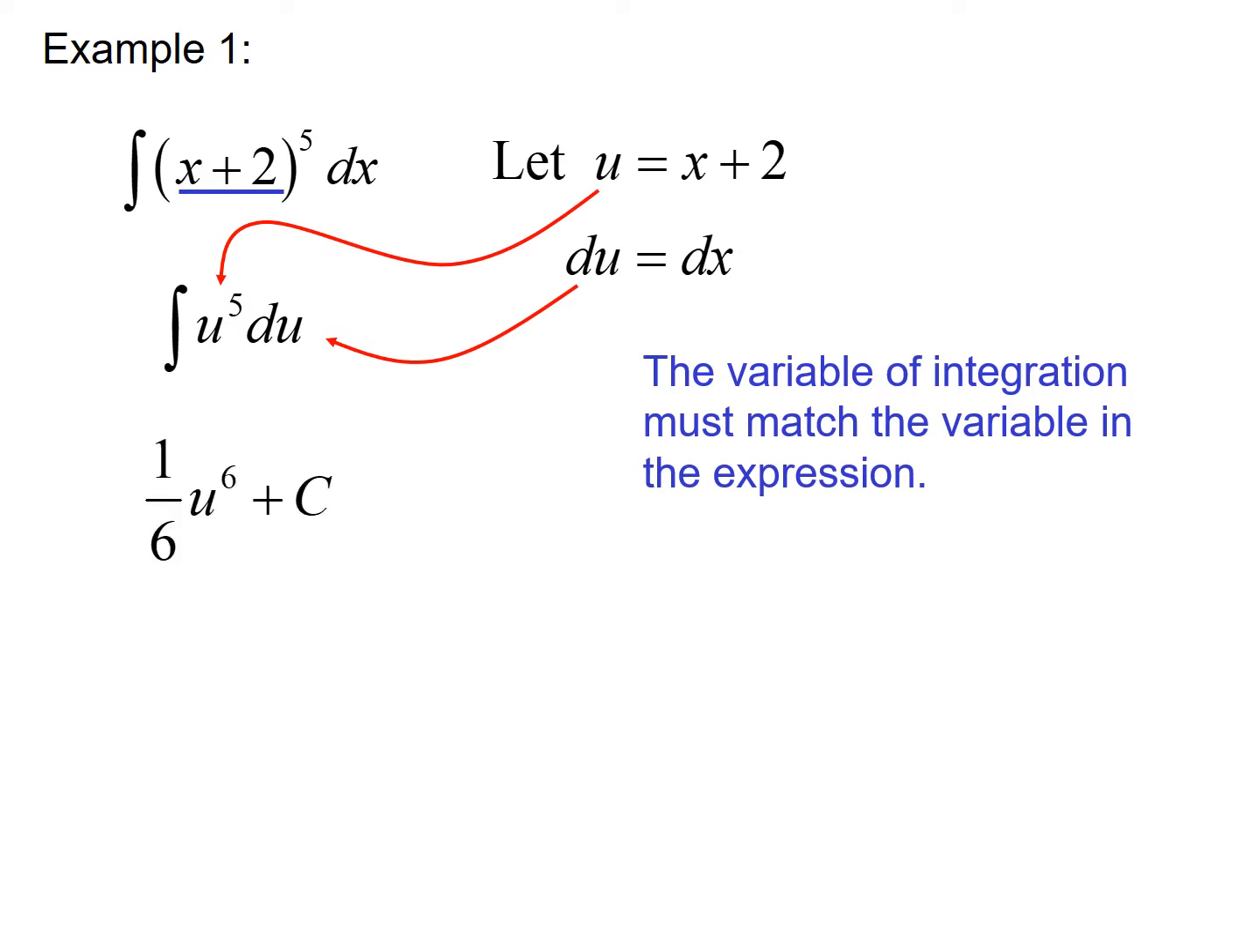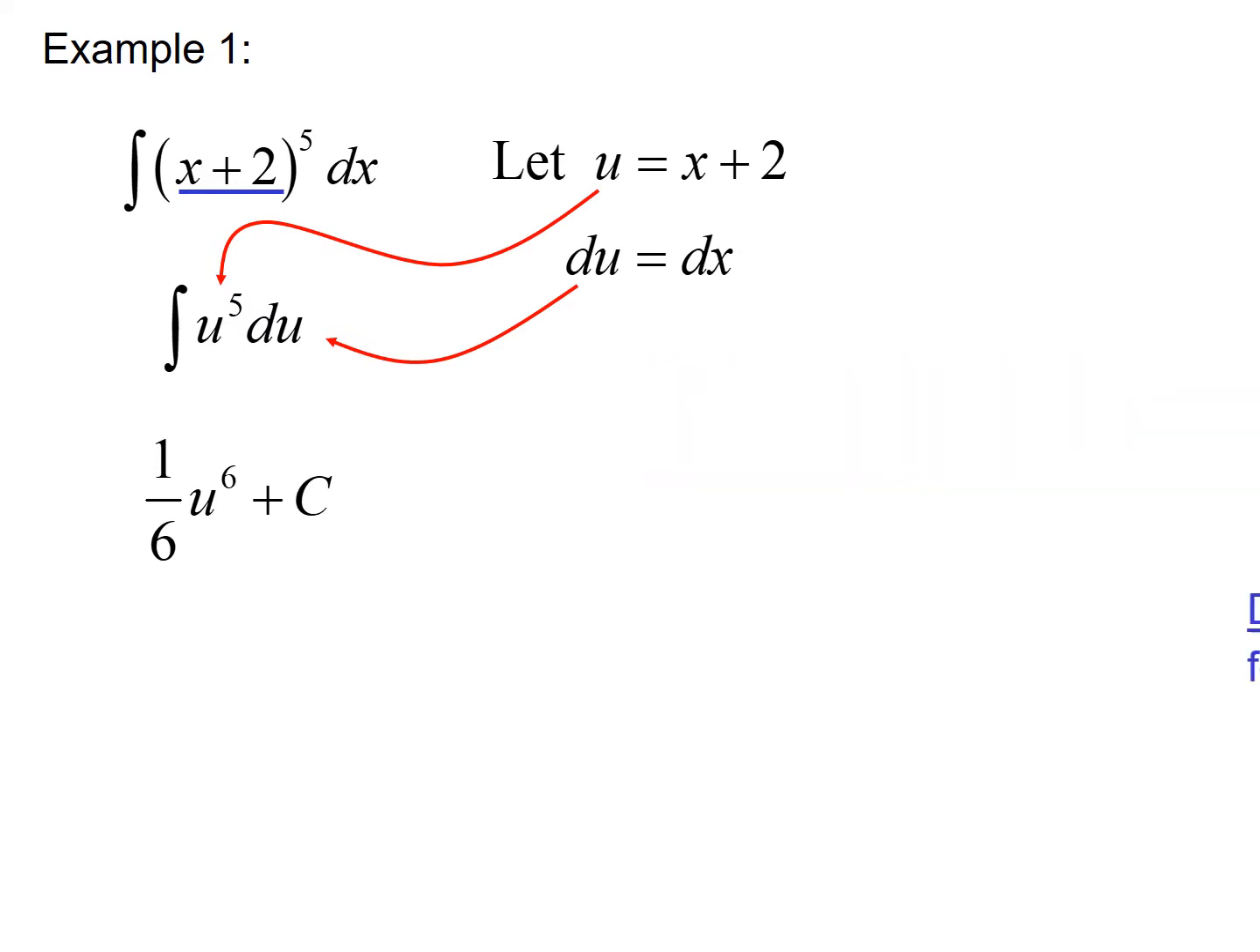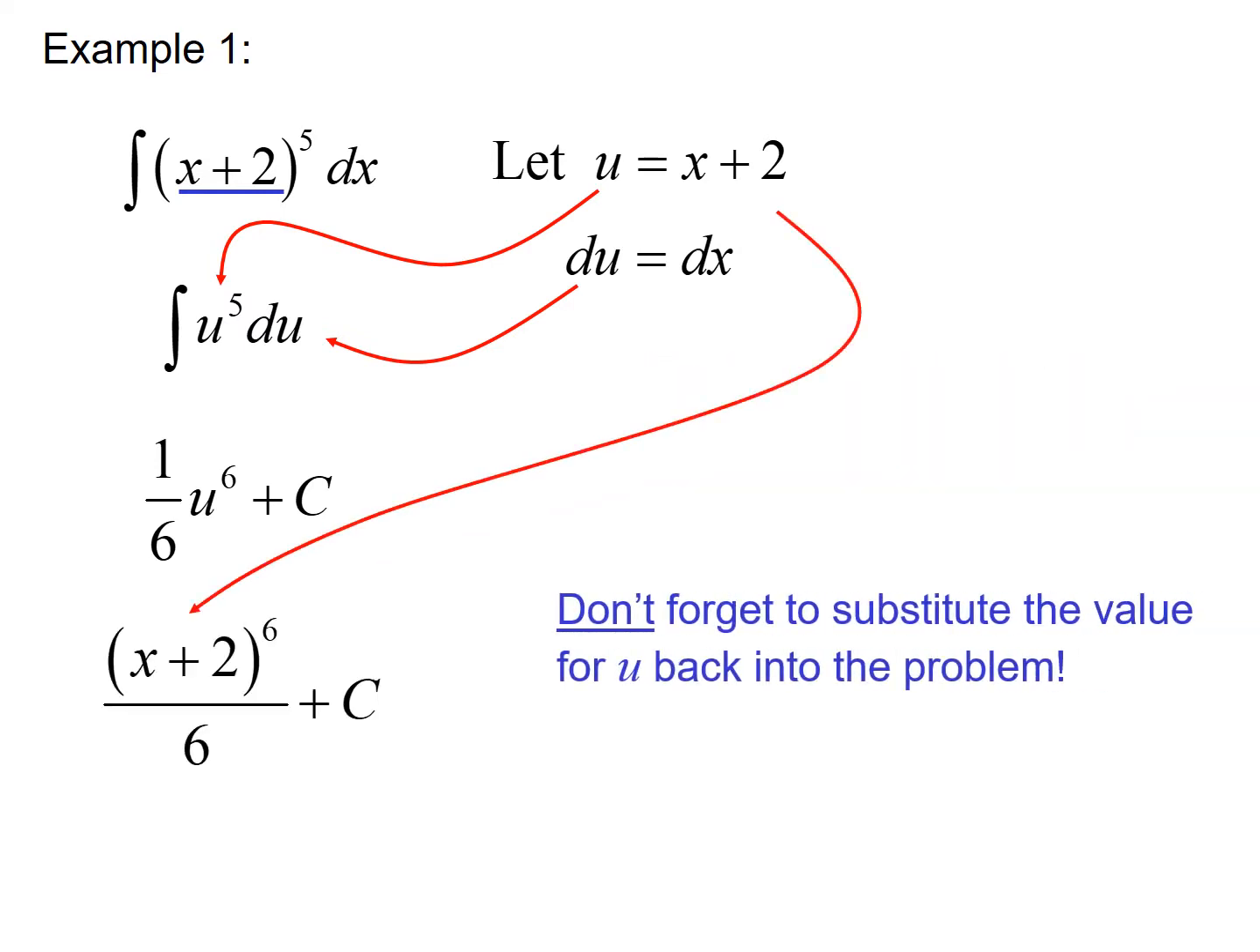We replace dx with du since they're equal. If we take this antiderivative, we get 1/6 u to the 6th plus c. And now substitute back in, replace u with x plus 2, and we get our antiderivative. Now you likely could have done this one without using u substitution, but this is illustrating the method that we use.